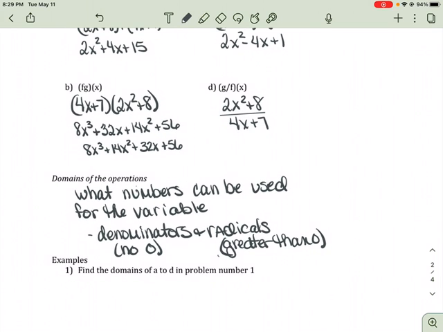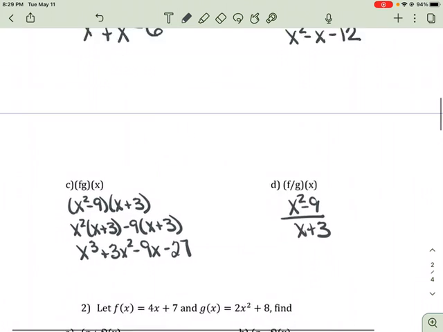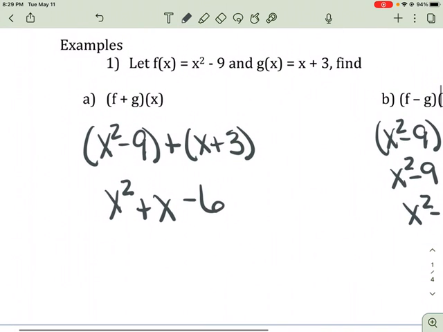All right, so here's how this is going to work. We're going to go back up to number 1, and we're going to look at each one and say what would be the domain. So here's our first one. Okay, now here's a little hint. If you look at the individual ones, the sum, the product, and the difference are always the same as the individuals.